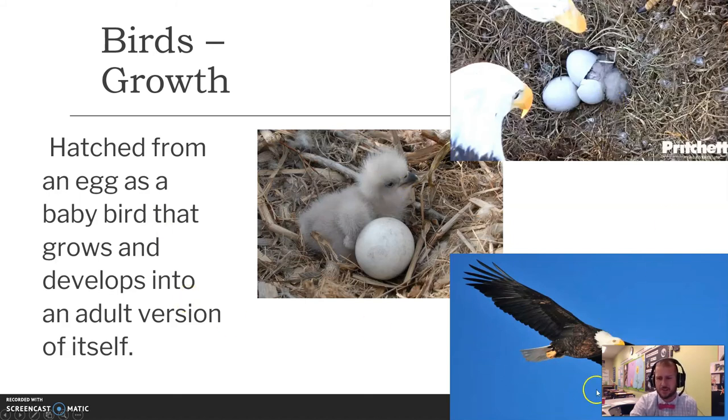All three of these pictures here are actually bald eagle pictures. This one in the top right is just barely hatching. This one is newly hatched but all the way outside its shell. And both of these will grow and develop into this magnificent creature here in the corner.